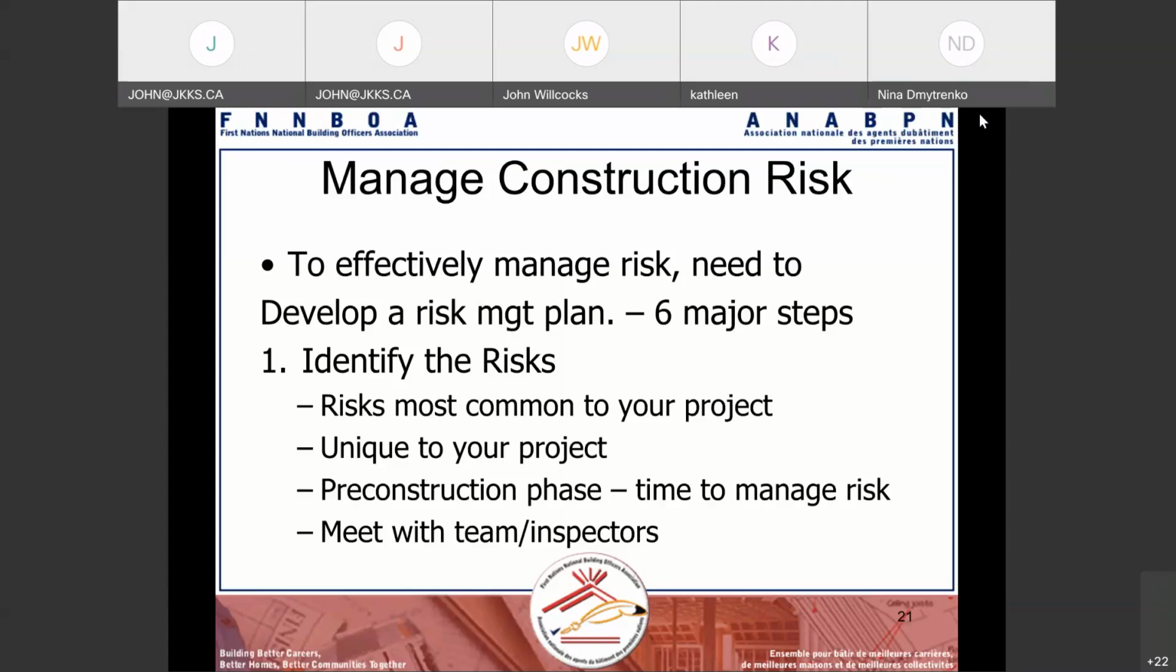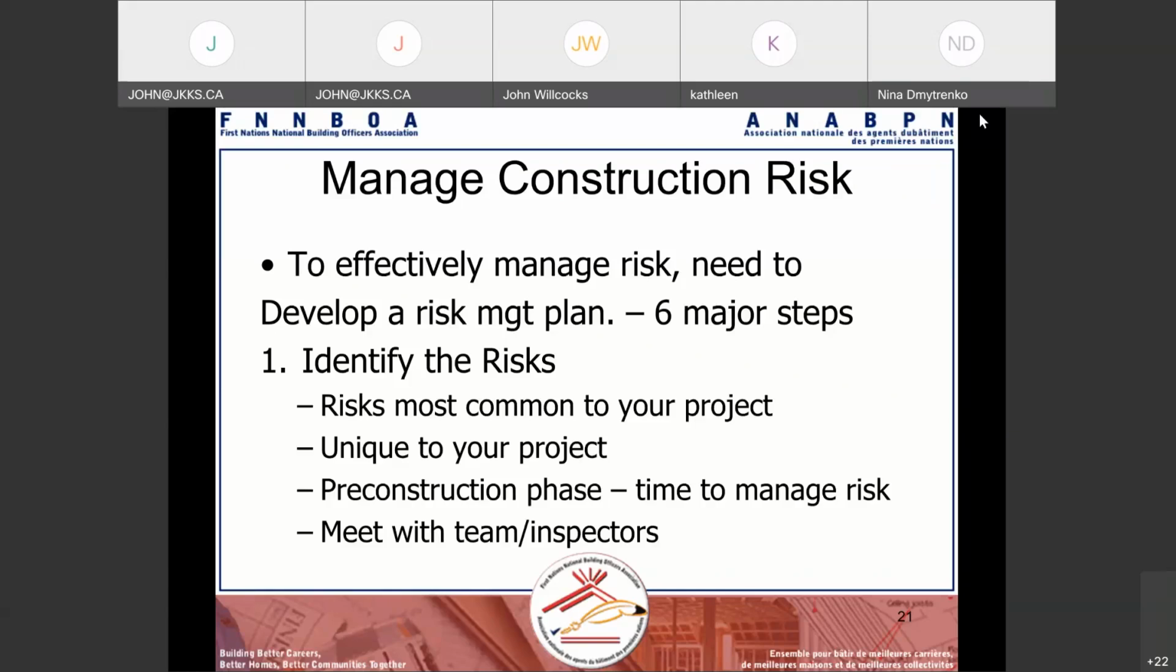So the first step is to identify the risks. So what's the risk most common to your project? If you're building in the north, what are the risks associated with those buildings? Is weather going to be a factor, is transportation going to be a factor, staff, workers, are they available? Usually what happens becomes what's unique to your project. So each community may have a unique risk to their areas.